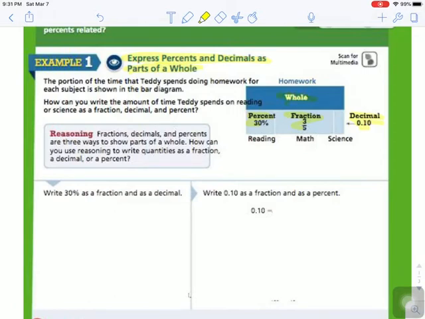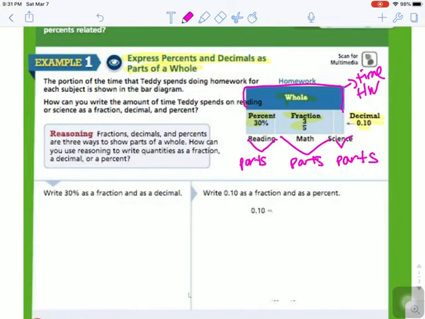So for example, example 1 says the portion of time that Teddy spends doing homework for each subject is shown in the bar diagram. So when we're thinking about the whole here, the whole is how much time total he's spending doing homework. So that's the entire time. That's our whole. And then it breaks down to 30% of that he spends reading, 3/5 of that he spends doing math, and 0.10 he spends doing science. So these are all parts of one big whole.